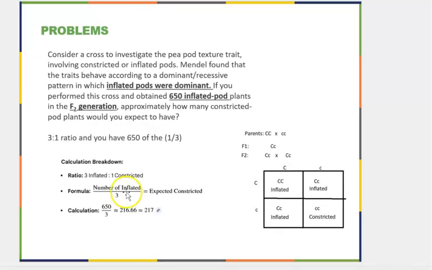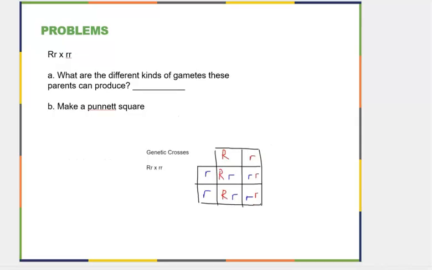Pause it. Okay, so we already know, here's our Punnett square. We have a 75% chance of getting inflated and a 25% chance of getting constricted, which is a 3-to-1 ratio. Okay, so 1 to 3. You do that here, inflated, you already know that number is 650, so you just divide it by 3. And 217 is going to be the amount of constricted. Think about it, pause it, do the math in your head. Or you can use a calculator, that's fine. Okay, so we did that one.